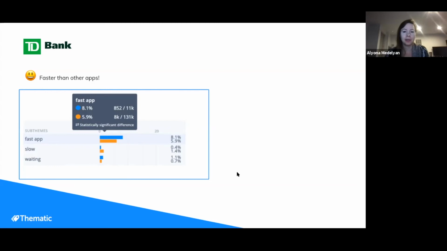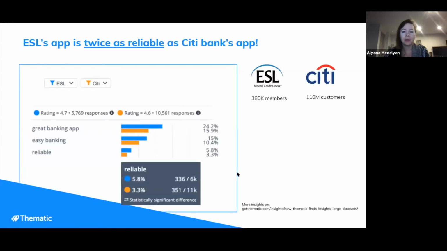So that's great. So the link to the studies is right here. It's on our blog, how Thematic finds insights in large data sets.